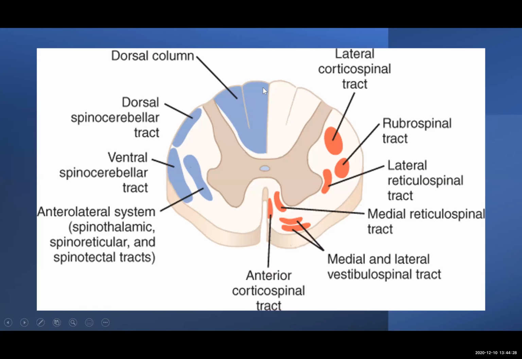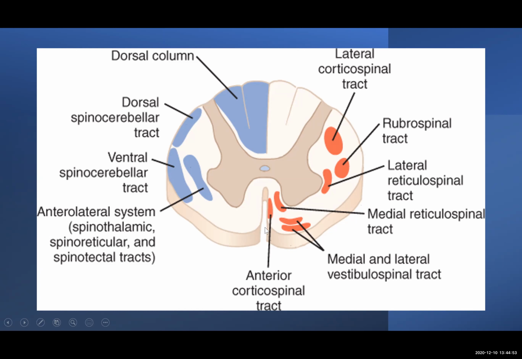Now, this is very important for you to understand this map of the spinal cord. This is a cross section of the spinal cord, probably up high, and it tells you where the different tracts are. You don't have to remember every single one of these tracts. The important ones for you to remember are the lateral corticospinal tract, this big one. That's our primary motor tract. Then you have all these little ones. You don't really need to worry about those.